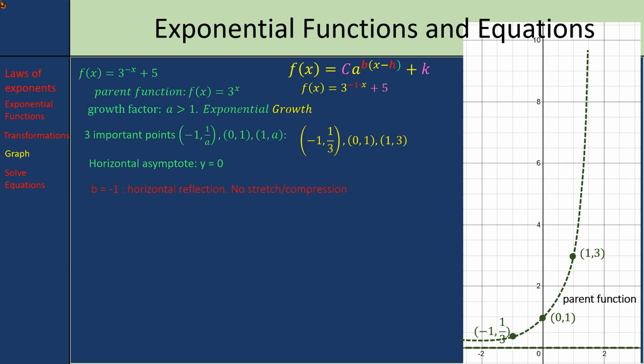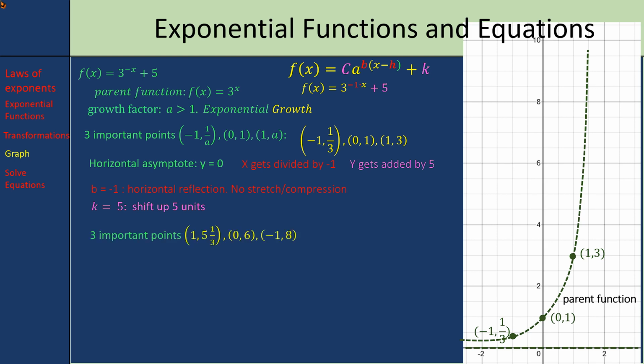Okay, so B is the one that's applied to x. So I have -1. That means I have a reflection. That means that x gets multiplied or divided by -1. X gets divided by -1. And then I look at the K. K is 5. It means that it shifts up 5 units. That means y gets added by 5.